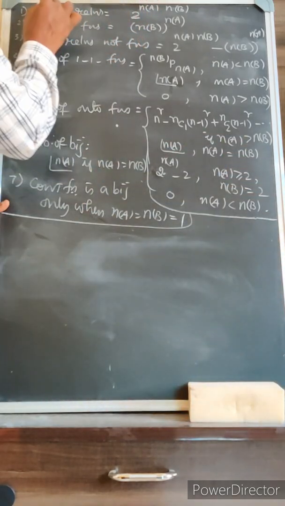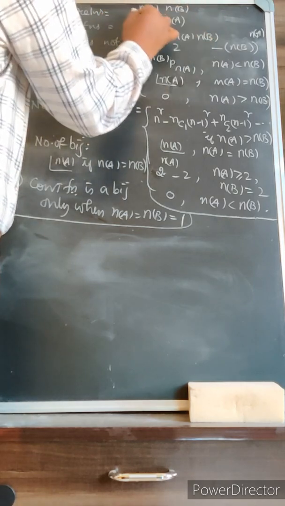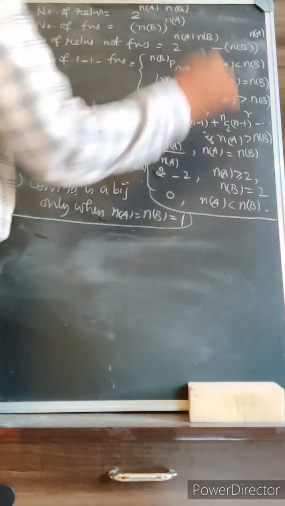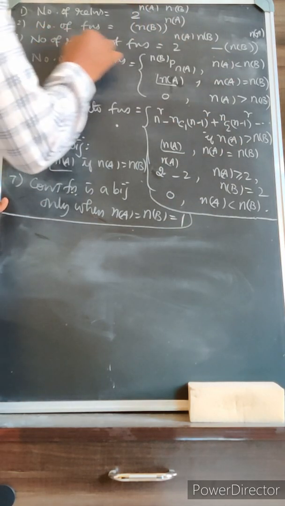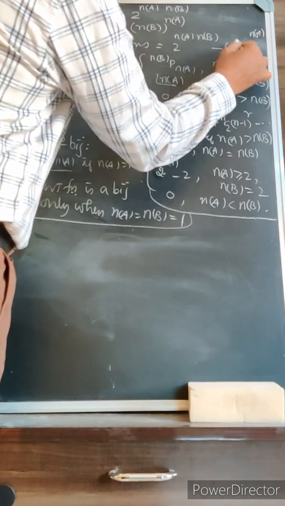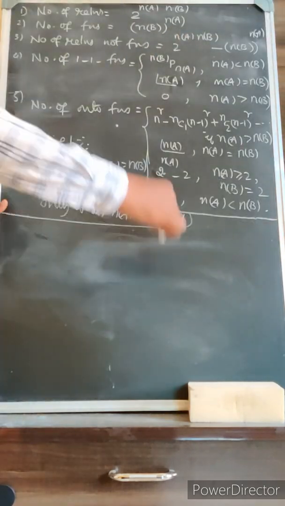So, the total number of relations is 2 to the power of n(A) into n(B). The total number of functions is n(B) to the power of n(A). The number of relations which are not functions is total relations minus total functions.